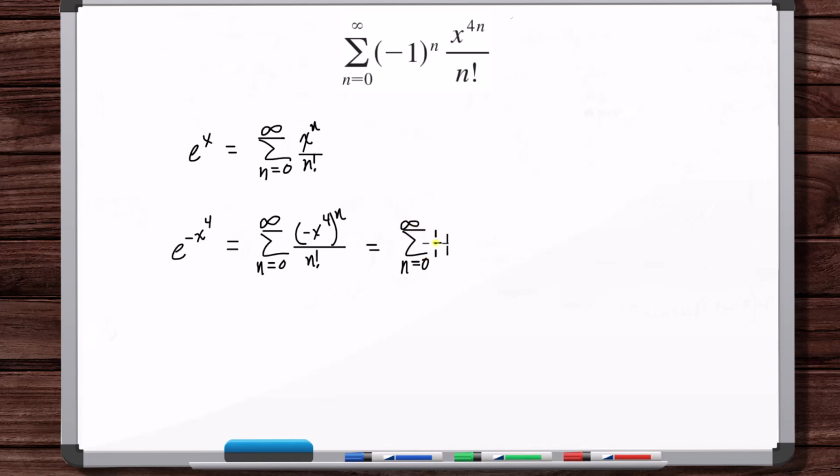Now you can take out that minus 1 to the n, and what are you left with? x to the 4n over n factorial. And there you go. So this infinite series here is equal to e to the minus x to the 4th power.